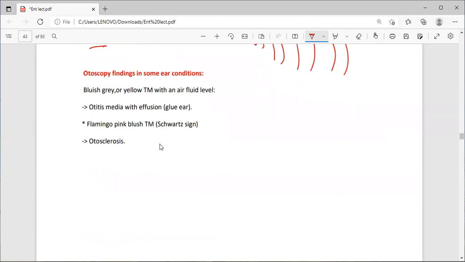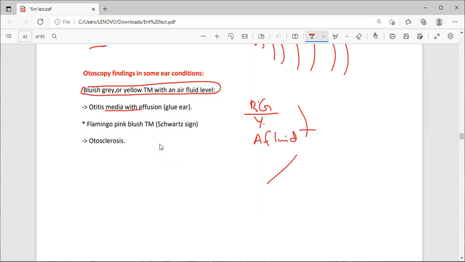Now let's move further. Otoscopy findings in some ear conditions. The first one is a bluish gray or yellow tympanic membrane with an air fluid level. Obviously they are talking about otitis media with effusion. You know that you are dealing with some fluid behind the tympanic membrane. So what should your answer be? Your answer should be otitis media with effusion.